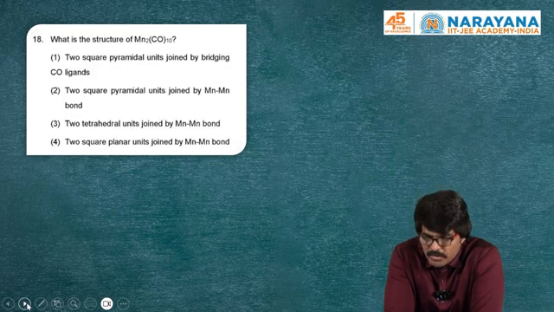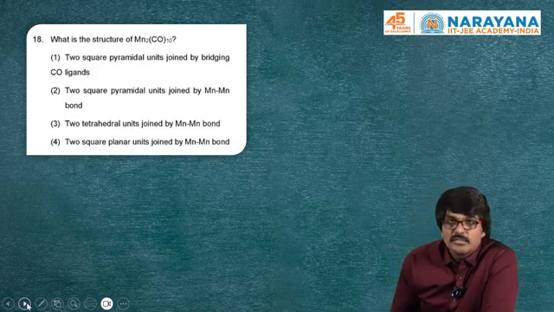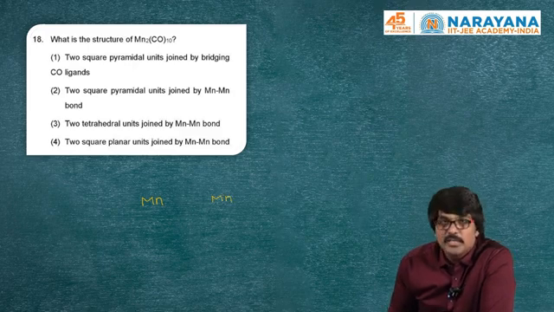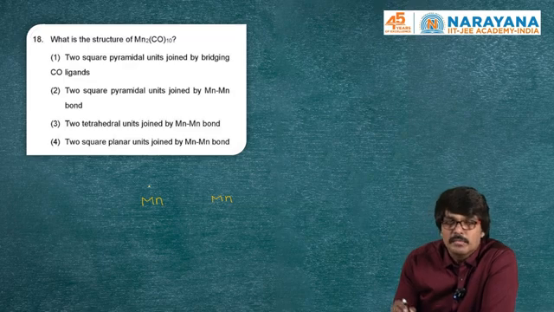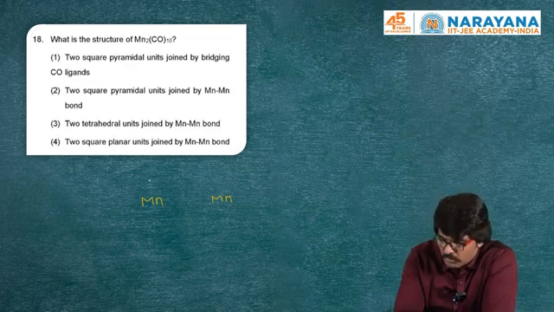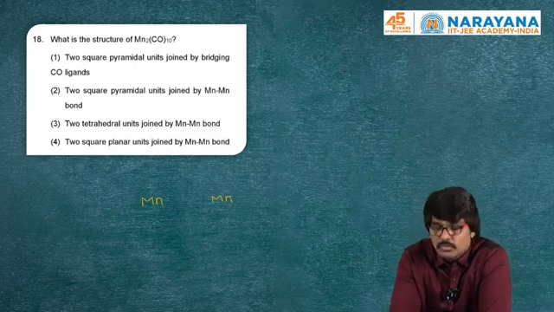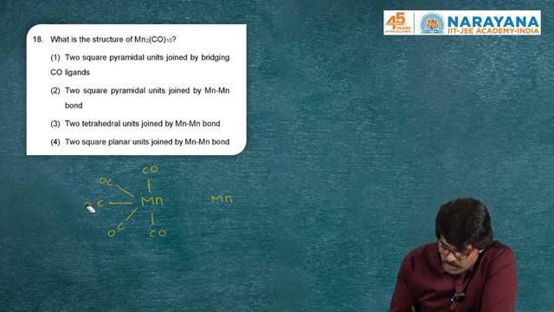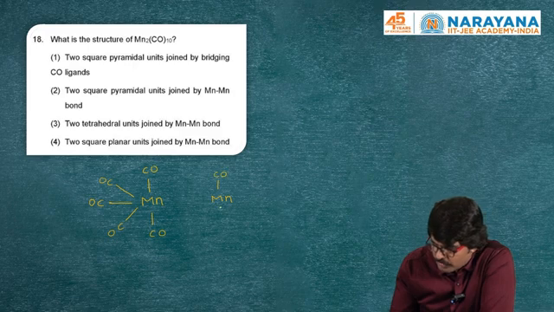And the next one. What is the structure of Mn2(CO)10? So, this is from complex compounds. So, there are 2 manganese, and totally there are 10 carbon monoxides. 10 carbon monoxides will be distributed equally. So here 5 carbon monoxides to the left side manganese and 5 carbon monoxides to the right side manganese. So here the structure will be, this is carbon monoxide, this is carbon monoxide, this is carbon monoxide, this is carbon monoxide. So here each manganese is having 5 carbon monoxides. Even here also the same situation, carbon monoxide, carbon monoxide, carbon monoxide, and there is a bond between 2 metals.